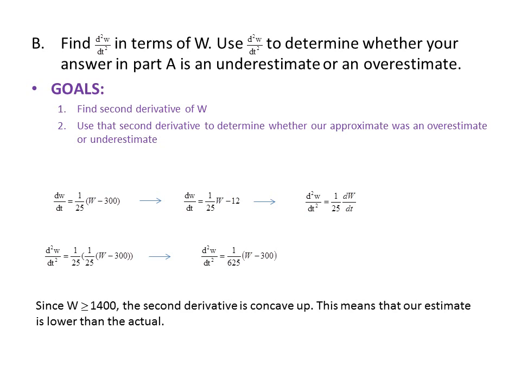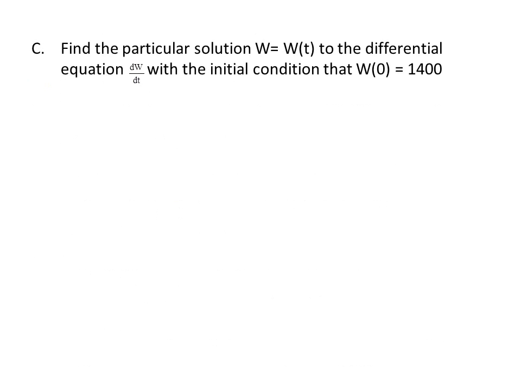And since the graph is concave up, that means that our estimate was actually lower than the actual. So let's move on to part C, which asks us to find the particular solution w is equal to w of t to the differential equation dw/dt with the initial condition that w of 0 is equal to 1400.